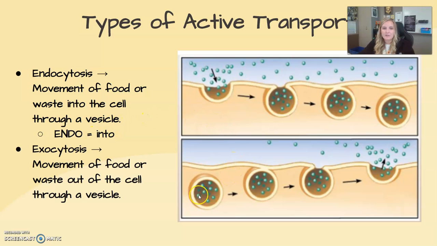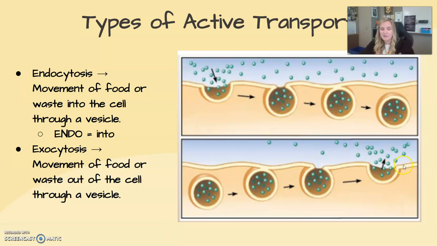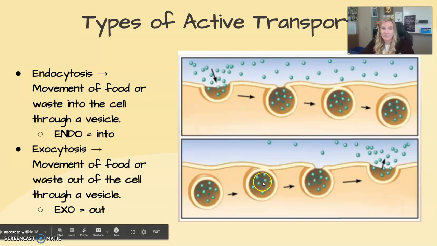While exocytosis is the movement of food or waste out of the cell, and so we have food or waste in this vesicle here, and now we want to move it out of the cell through this vesicle. Exo means exit, or out, and so you can remember that by remembering exocytosis means it's going out of the cell, and this requires energy as well.